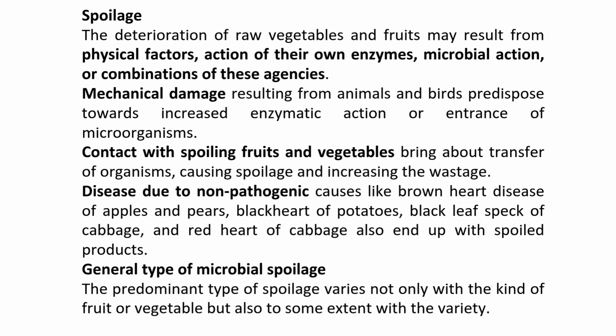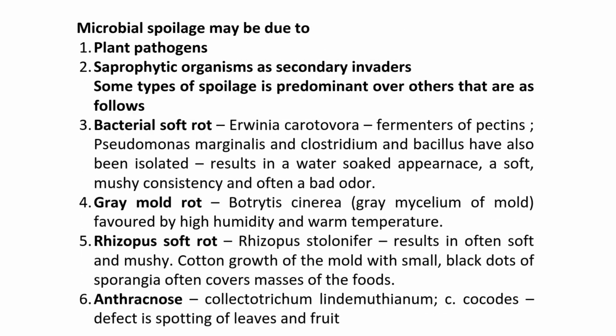The predominant type of microbial spoilage varies not only with the kind of fruit or vegetable but also with the variety. It can be due to plant pathogens or saprophytic organisms acting as secondary invaders. Here are some of the most common types of spoilage. First, bacterial soft rot caused by Erwinia carotovora, which ferments pectins. It results in a water-soaked appearance, a soft, mushy consistency, and often a bad odor. Gray mold rot, caused by Botrytis cinerea, is favored by high humidity and warm temperatures.